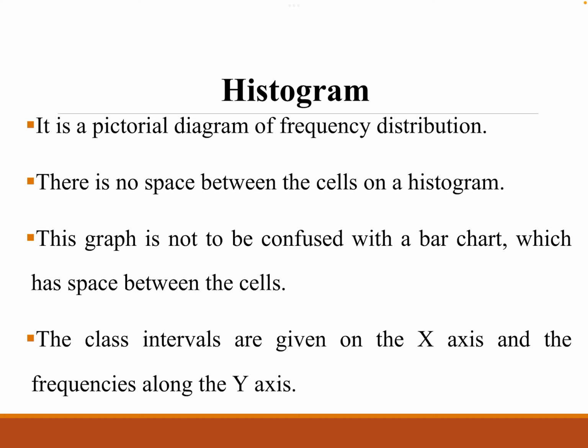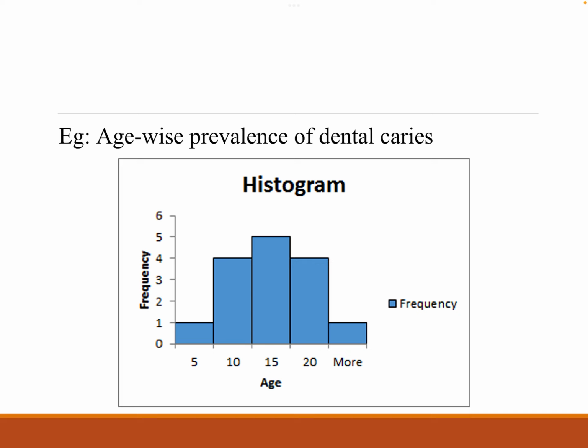Next is a histogram. It is a pictorial diagram of frequency distribution. There is no space between the cells on a histogram. The histogram and bar diagram look similar, but the difference is that the histogram does not have gaps in between the bars. This graph is not to be confused with the bar chart which has space between the cells. The class intervals are given on the x-axis and the frequencies along the y-axis. So this is an example of a histogram.